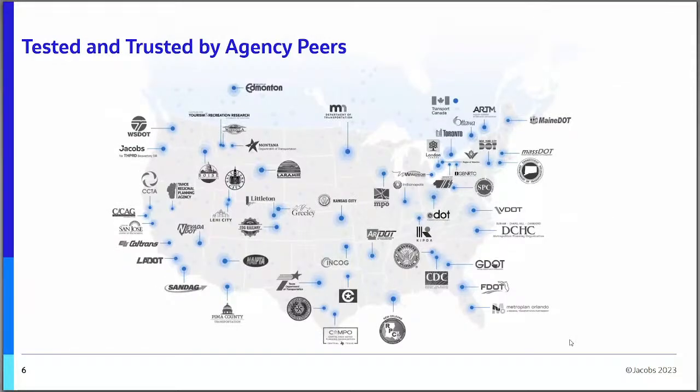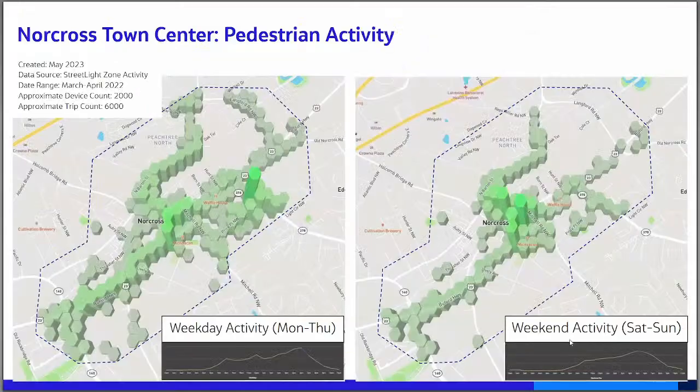This map just shows all of our different agency partners, and you can see it's really being used throughout the country and Canada. And I'm going to turn it over to Geoff to really talk about the meat here of how he has used our data and used our platform to transform some streets in Georgia.